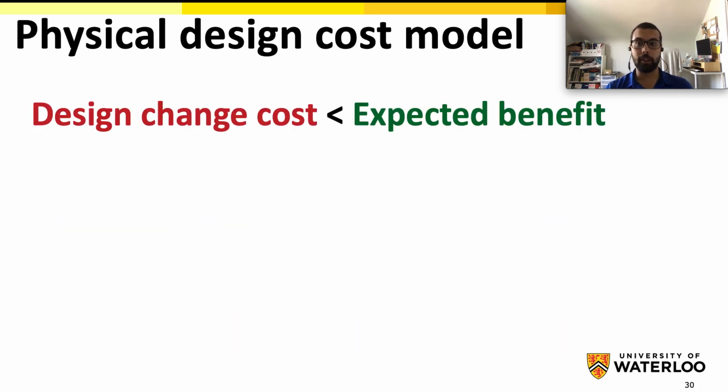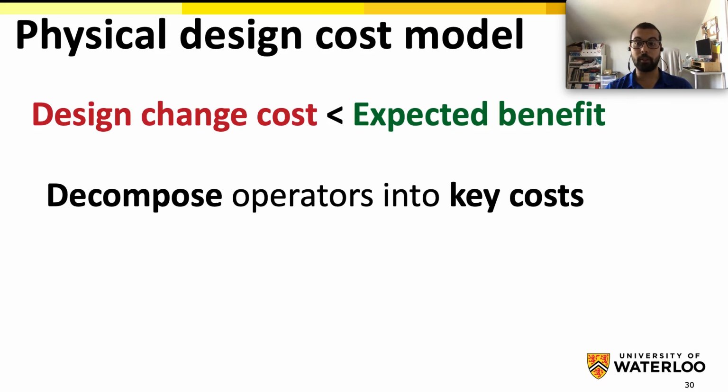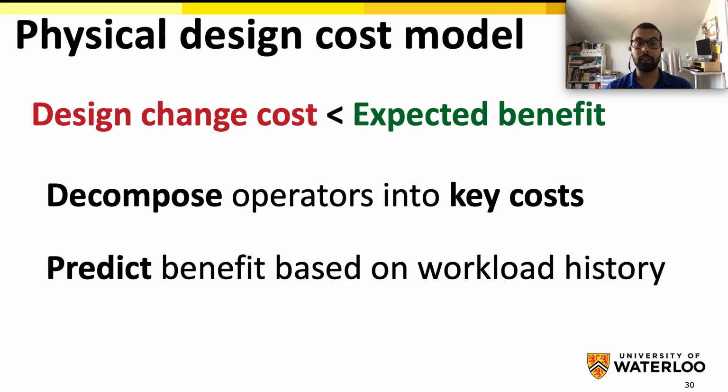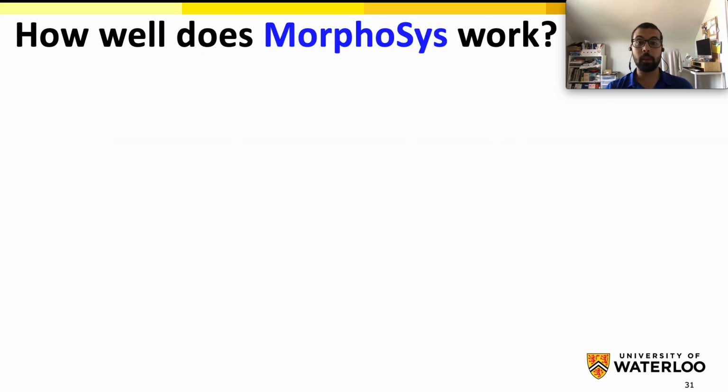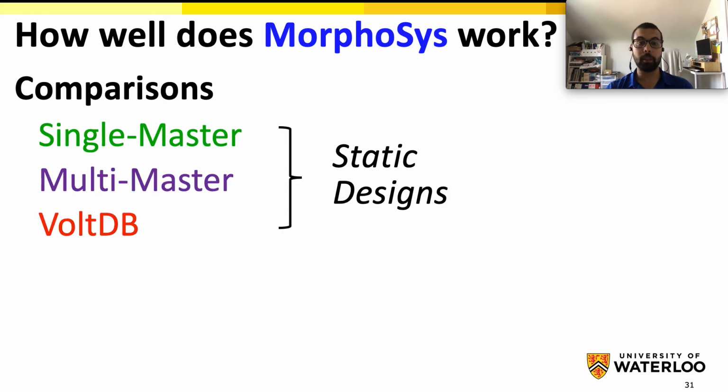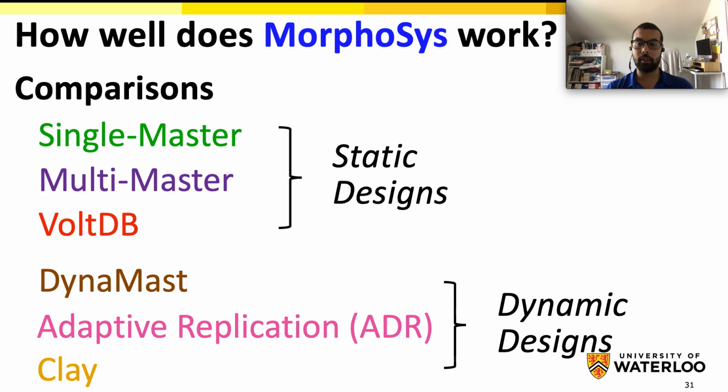To compute these values, we decompose all operations into key costs that MorphoSys learns and predicts. For example, the time to acquire a lock or perform a data read or write. We use these costs to predict the change in transaction latency under different physical designs using sampled workload history. To evaluate MorphoSys, we compared it to 3 competitors that use static physical designs and 3 competitors that change one aspect of physical design dynamically.